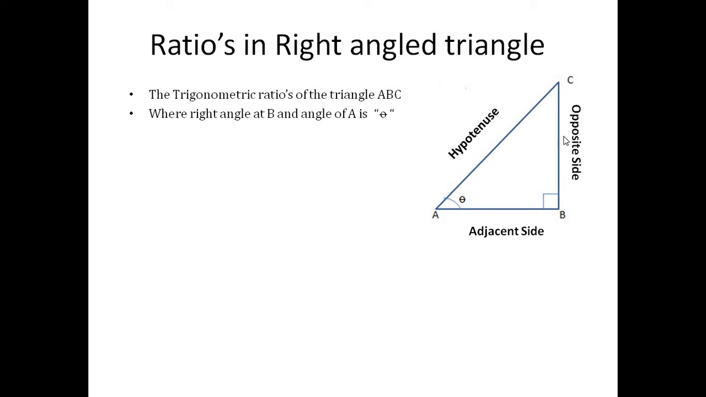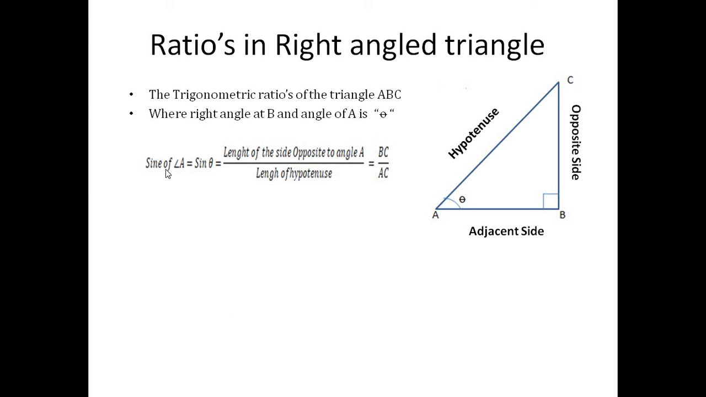See, ABC is my triangle. The trigonometric ratios of the triangle ABC, where the right angle is at B. See, this is my right angle and angle A is theta. Now what I am going to do is write the ratios.